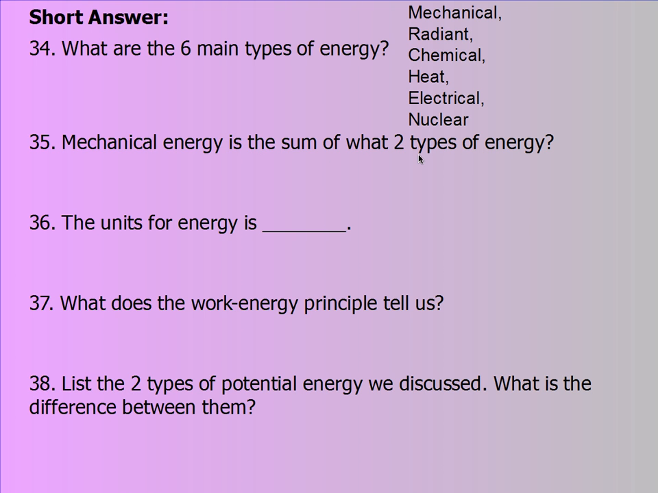Mechanical energy is the sum of what 2 types of energy? Potential and kinetic. All right, the units for energy. Energy is joules. You don't have to worry about writing it out, just put a big J.